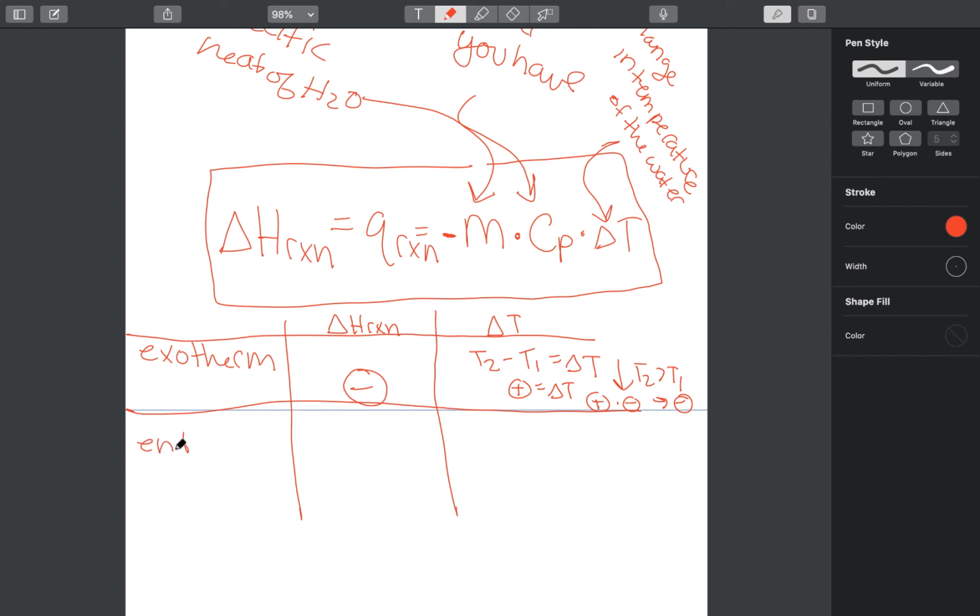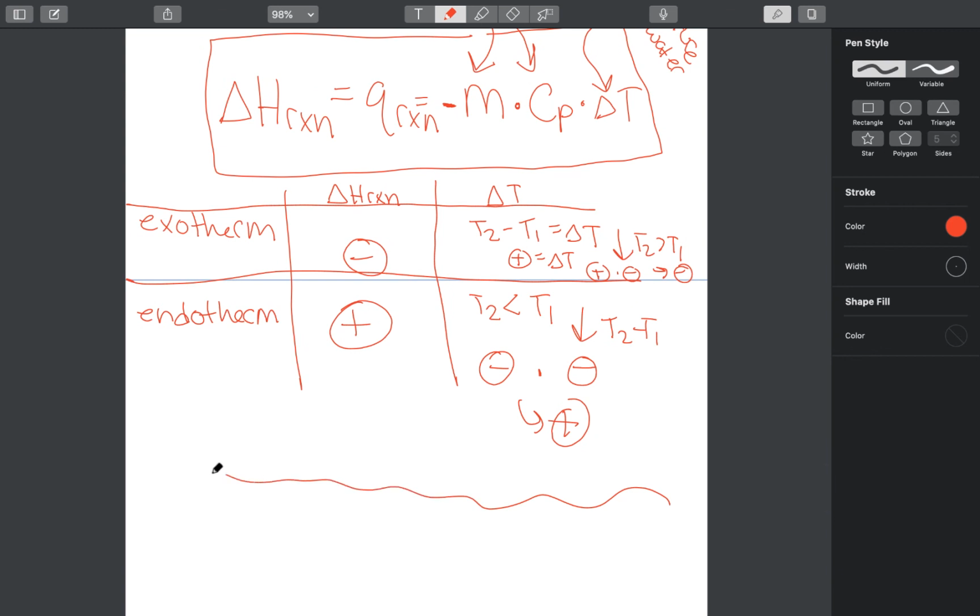Now for an endothermic reaction, it's the opposite. Your delta H of the reaction would be positive, and this would mean that heat is sucked out from the water, so T2 would be less than T1. Therefore, T2 minus T1 would give us a negative number, and a negative times a negative would give us a positive. So this is just proving the table that we have above. So that is it for the constant pressure calorimeter. And in the next video, we'll be tackling the bomb calorimeter or constant volume calorimeter.